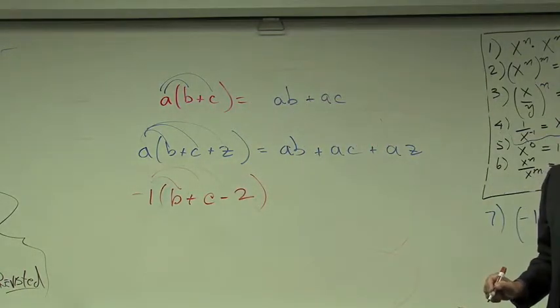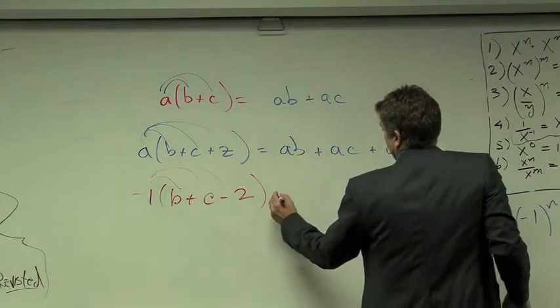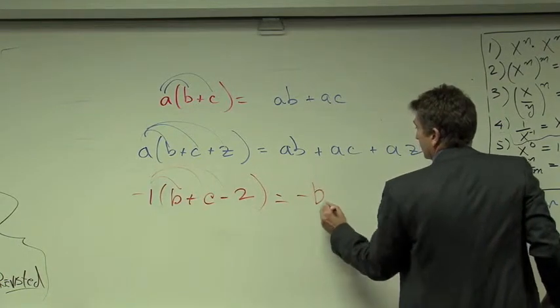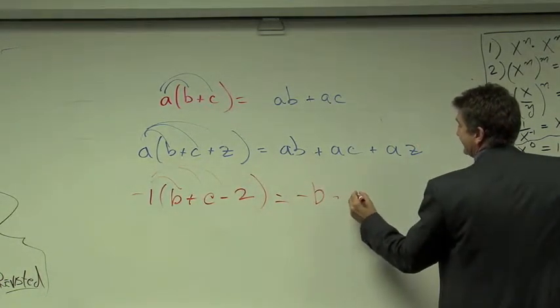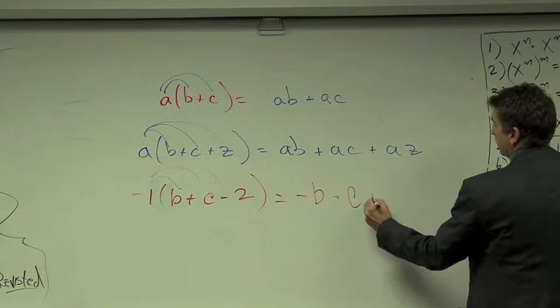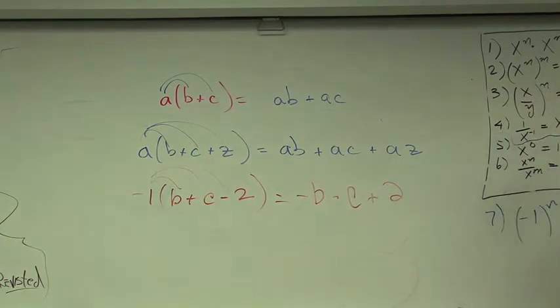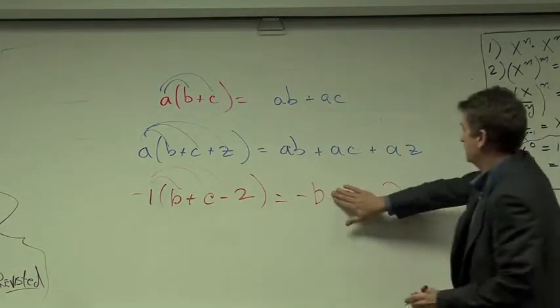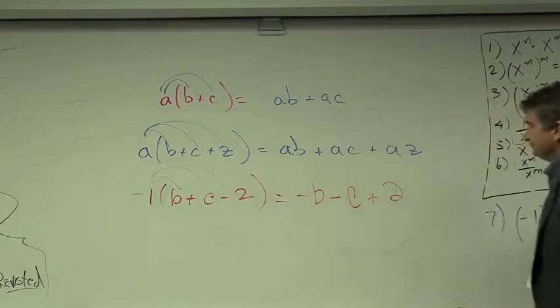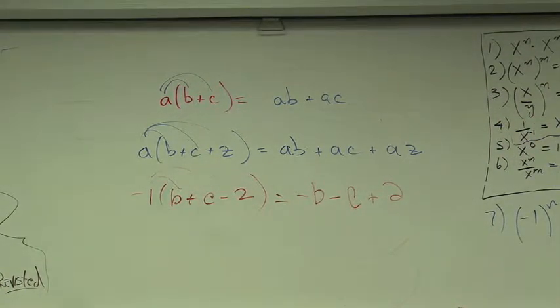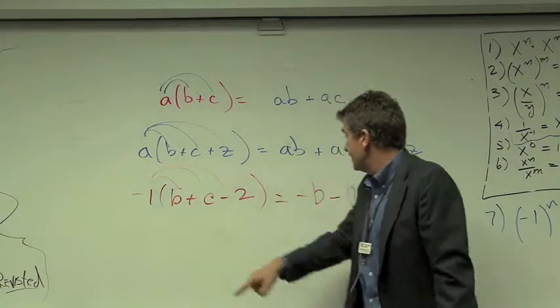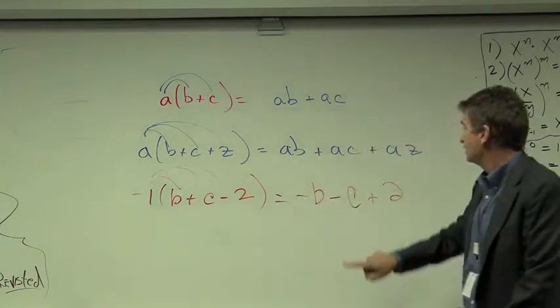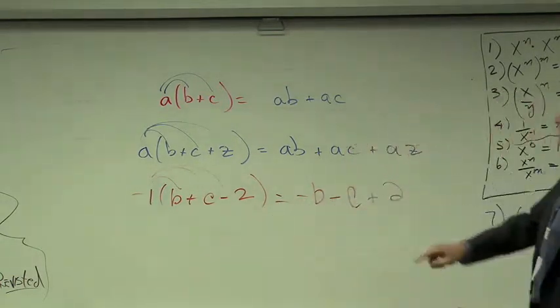Okay, so if I distribute this, what do I get? So I get negative B minus C plus 2. Yuck. So what happened? All the signs changed to opposite. So this was plus, now it's minus. This was plus, now it's minus. This was minus, this is plus.